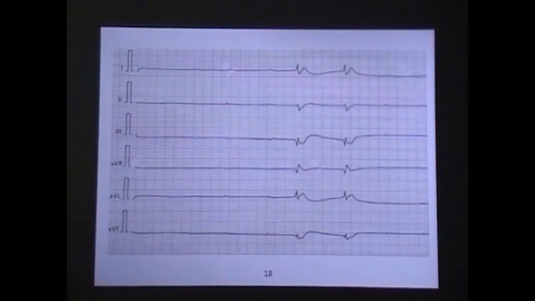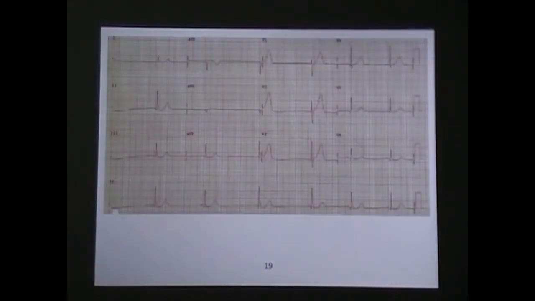How about this one? Just a pulse check. Those, to me, could either be end-stage hyperkalemia, or this can just be escape beats in asystole. So, okay, we're getting close.